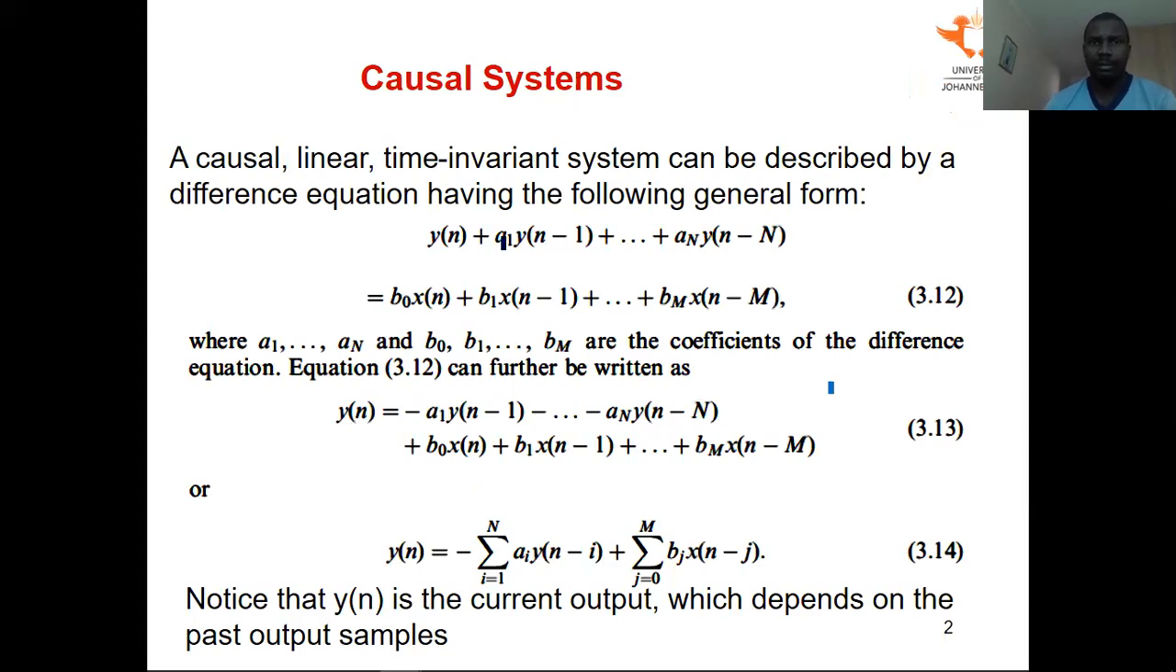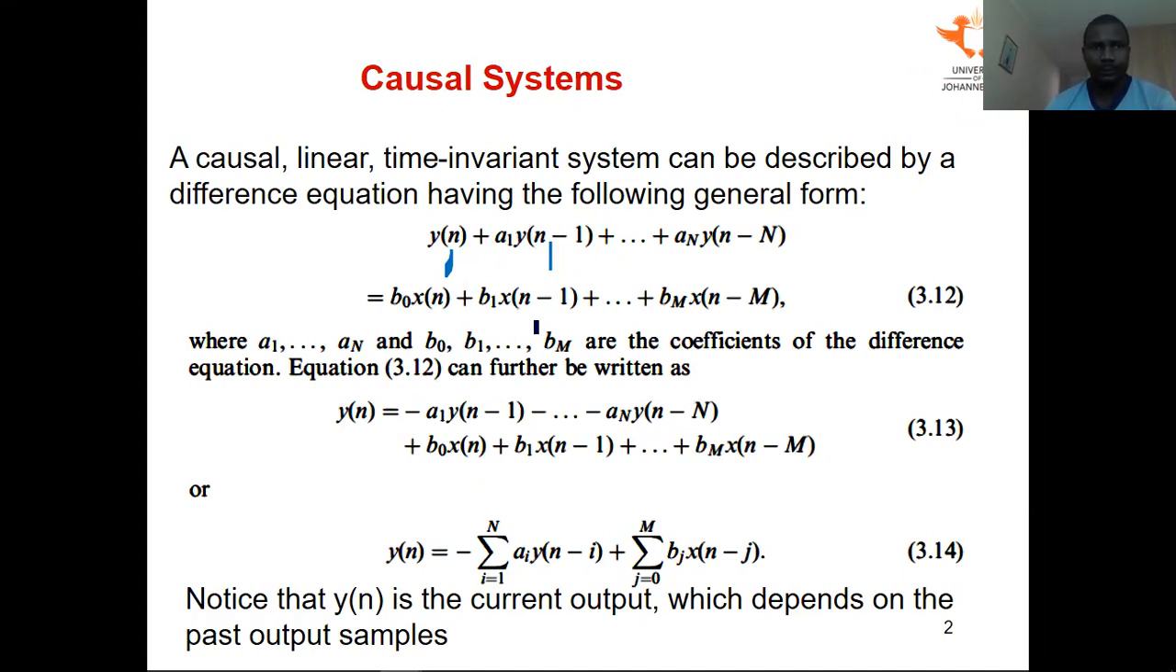A causal system, as explained, only depends on current and past values. It's not influenced by the future value. So in round brackets, you don't expect any positive sign between the two values. That's how it should look.